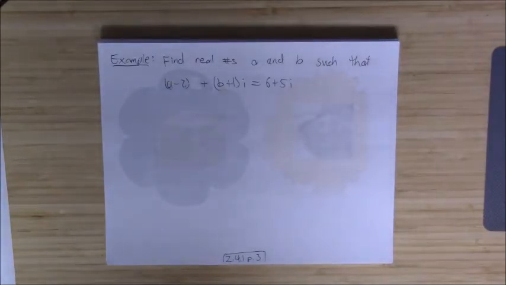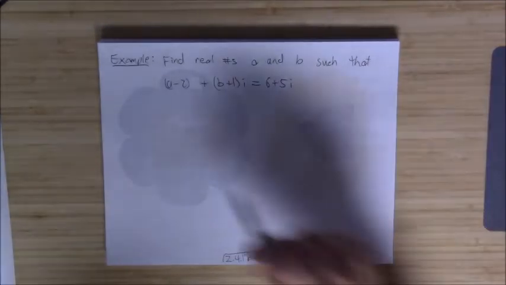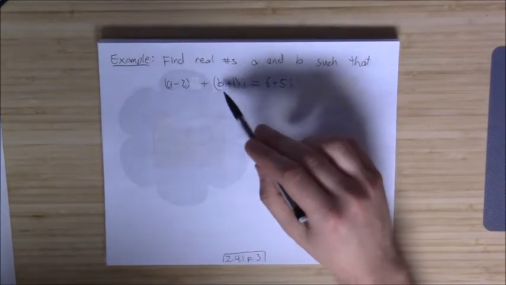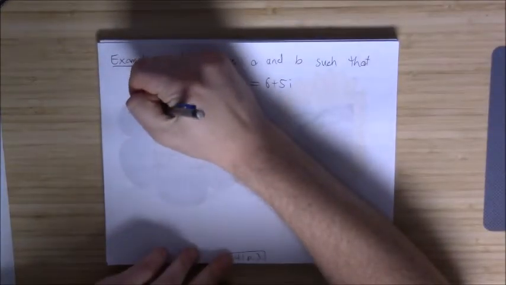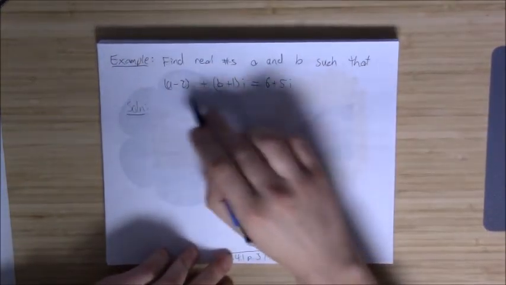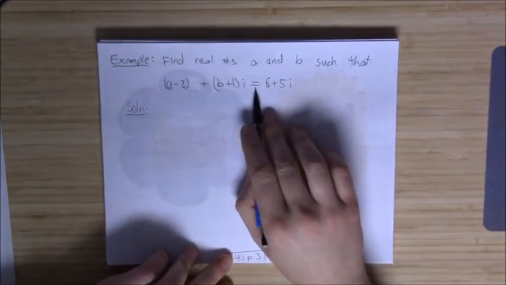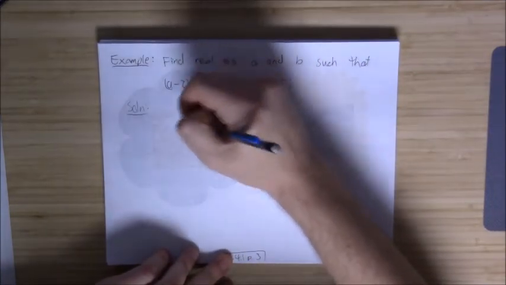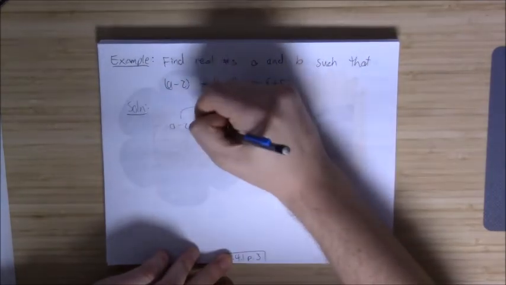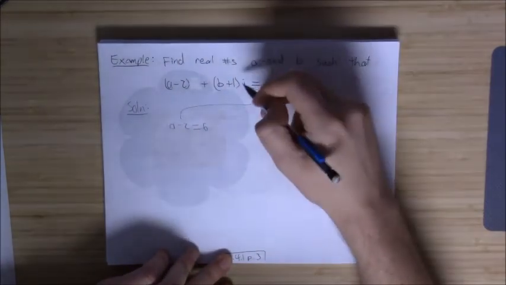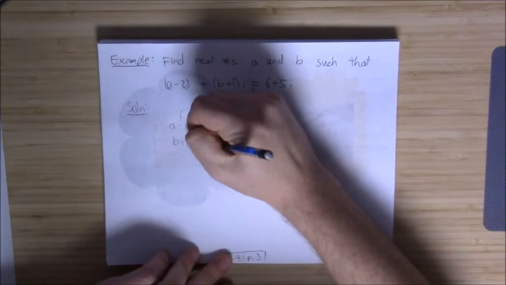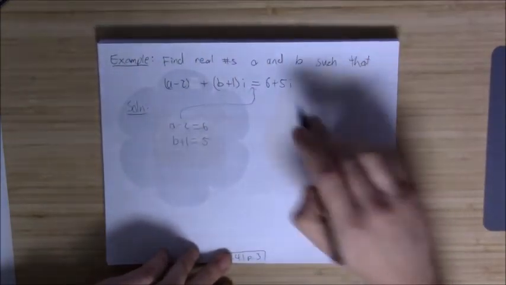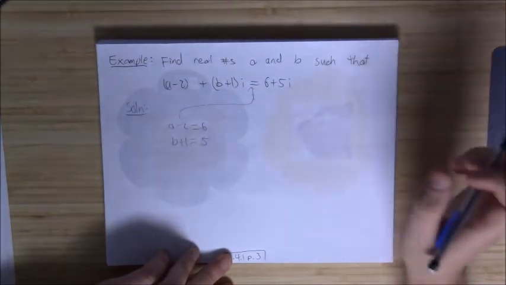So let's do some examples here. Let's find some real numbers a and b such that a minus 2 plus b plus 1 times i is equal to 6 plus 5i. Well, we know that for these two to be equal, a minus 2 must equal the real part of this, 6, and b plus 1 times i must equal 5i. Well, the i's would cancel, and so we have b plus 1 must equal 5. Okay? So that's matching up the real and imaginary parts.